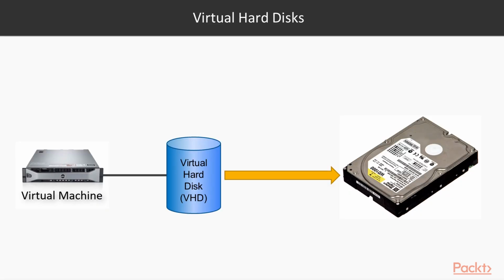Virtual hard disks, or VHDs, are files stored on a physical disk that are used by virtual machines. A single VHD presents a virtualized hard disk to a virtual machine. The operating system on that virtual machine sees that VHD as an emulated yet real storage device on which partitions or volumes can be created.